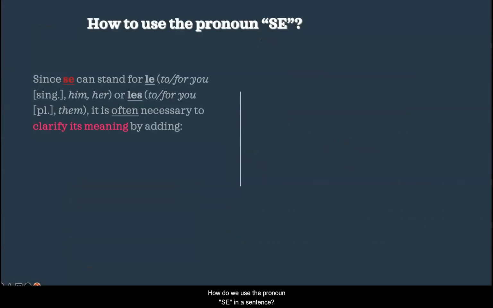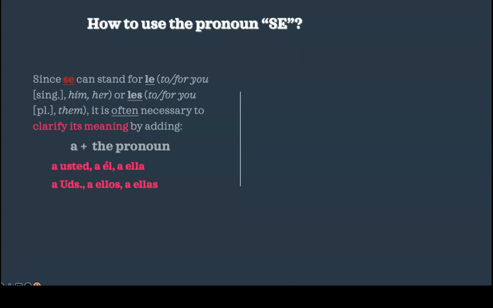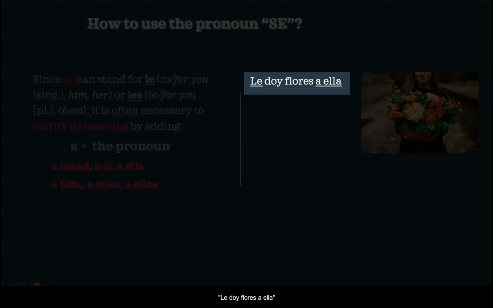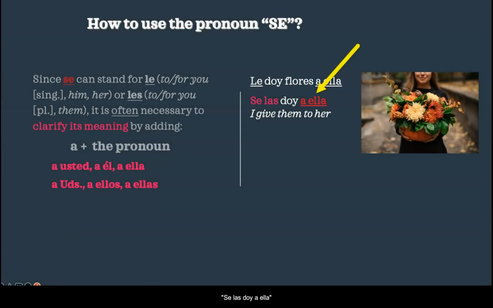How to use the pronoun se in a sentence? Since se can stand for le, either for to you, to her, to him, or les, plural, it's often necessary to clarify its meaning by adding a and the pronoun. Example, a usted, a él, a ella, a ustedes, a ellos, a ellas. In one example, le doy flores a ella. Se las doy a ella. I use a ella to clarify that it's her, the recipient of the flowers that I'm going to give.